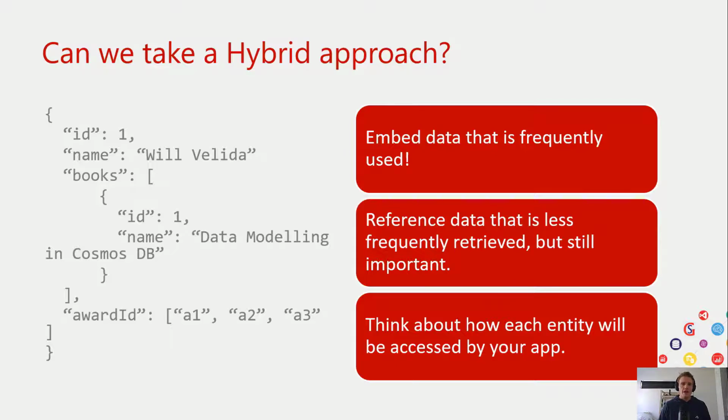The general guideline here is that if embedded data is used frequently with this document, we can embed it so we can retrieve that data easily. And the reference data that is still important but is less frequently retrieved, we can reference, since we don't need the entire payload coming back to us in our query results. The general idea is to think about how each entity within your document is going to be used and accessed by your applications.